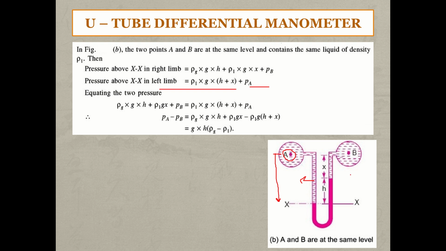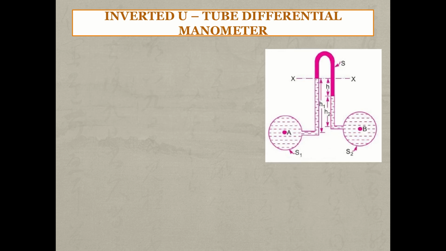If you see on the right hand side, it will be the pressure at B, that is Pb, plus, as I've told, two liquids are the same, so this liquid also will have the density of rho 1. So it is Pb plus rho 1 g x and rho g h. And therefore you equate both the pressures and calculate Pa minus Pb. You will end up with g into h of (rho g minus rho 1).